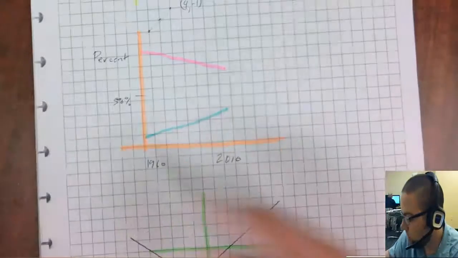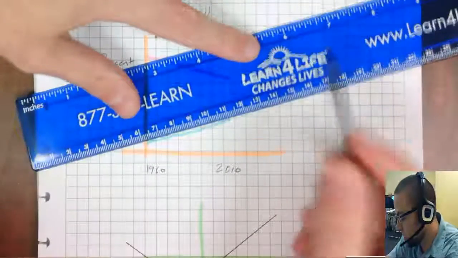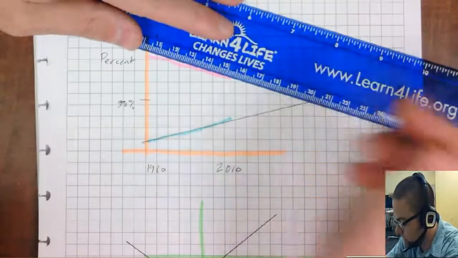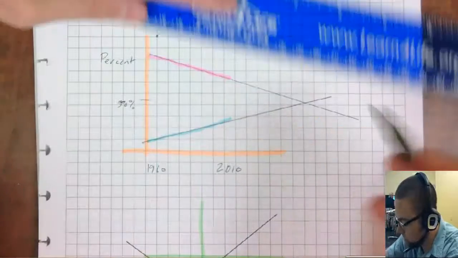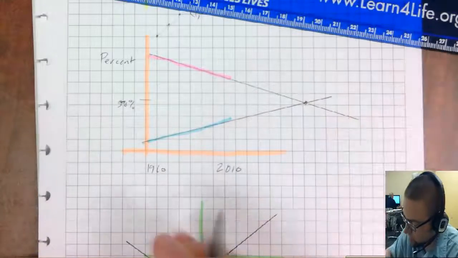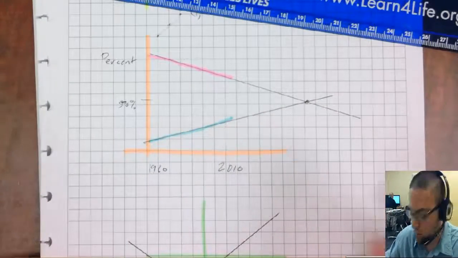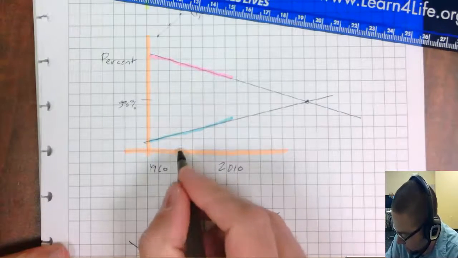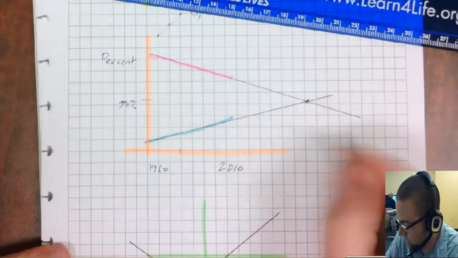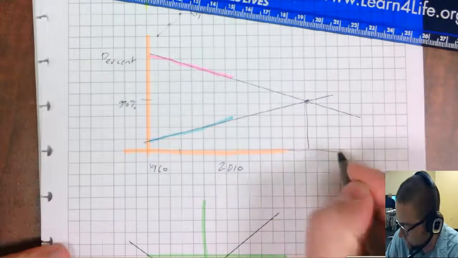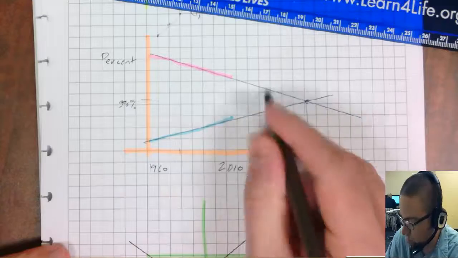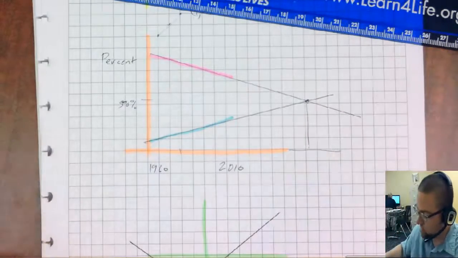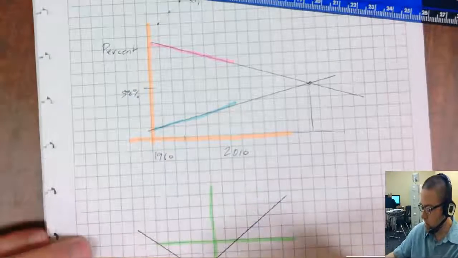50%. So maybe we can model this with lines, and then we can predict using this graph. We could say, okay, it looks like if this trend continues, and we can figure out exactly what the rate of change is over time. Then we can say, okay, at this point in time, these two will have an equal number at 50%. So that's how these things work.